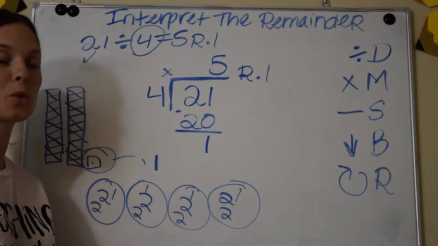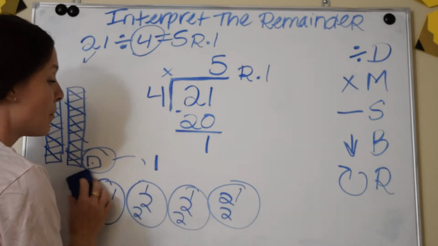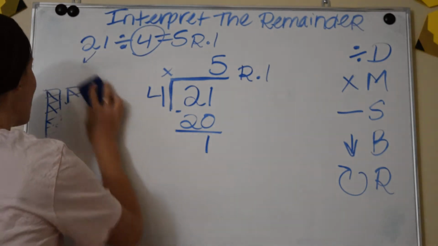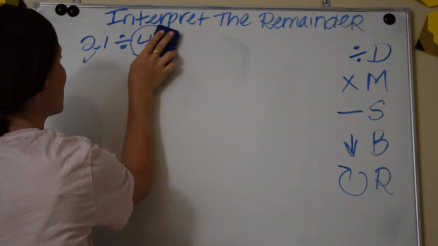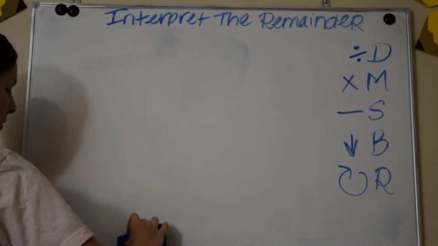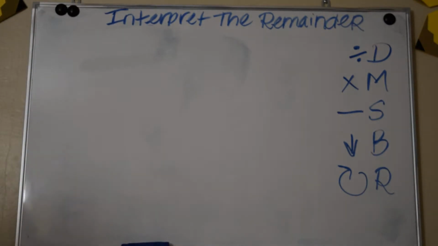Now I'm going to relate it to a real world problem so that we can interpret a remainder in a real life situation, which makes it a lot more fun and I think makes a little bit more sense. Let's go ahead and look at an example here.